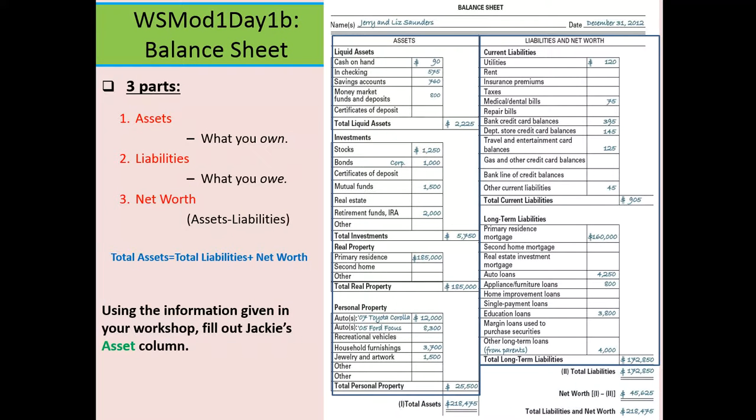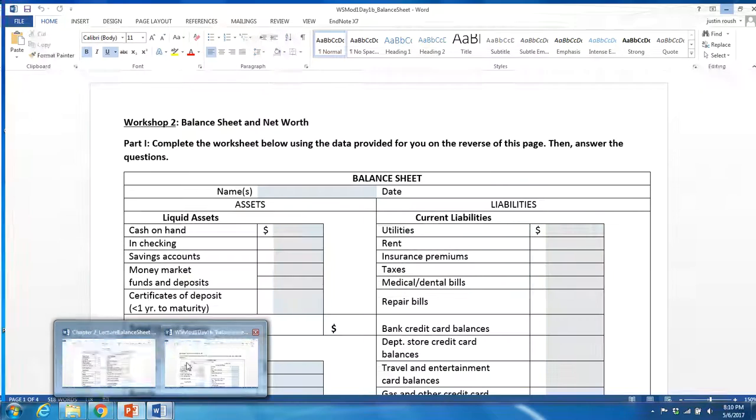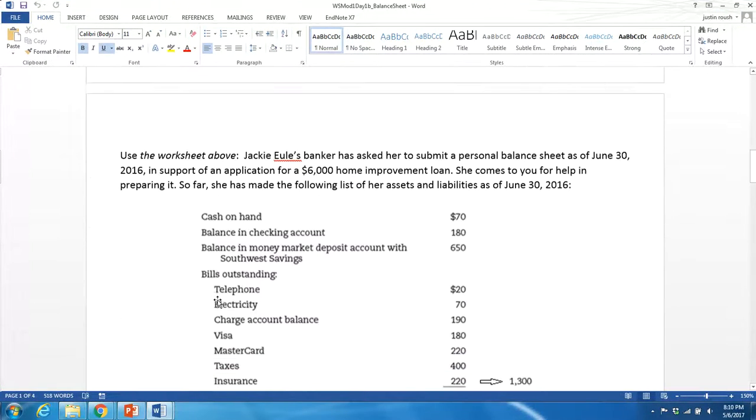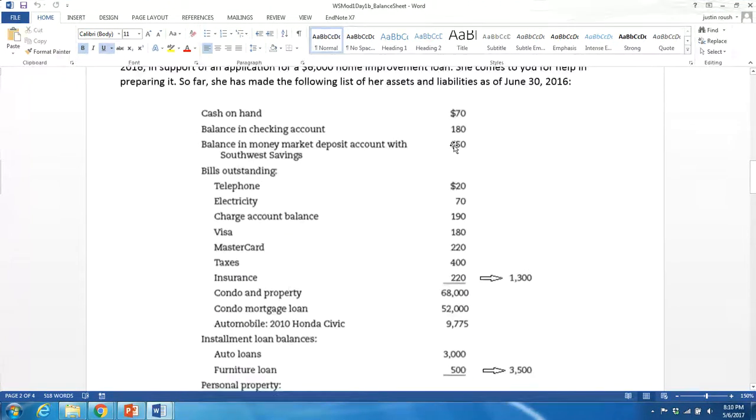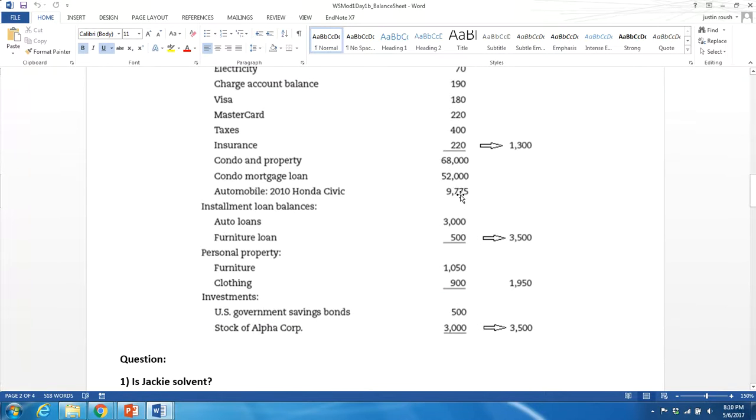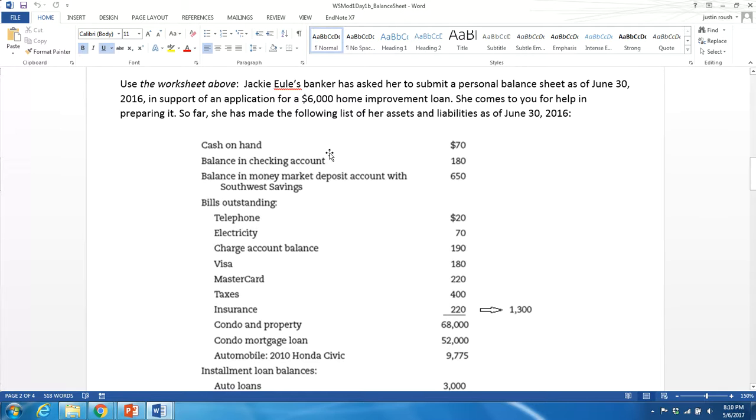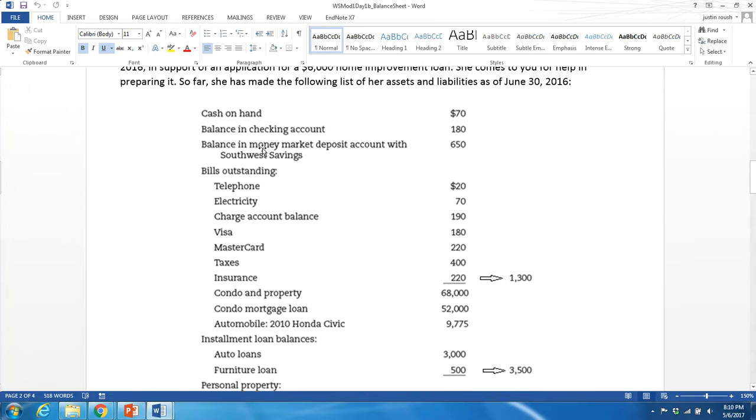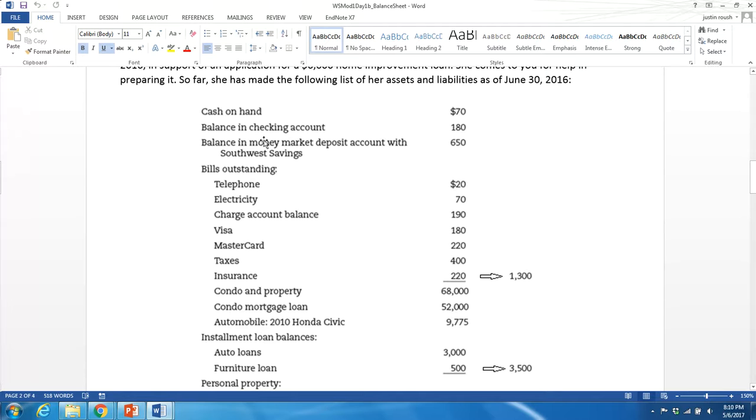So here we go. In total, we have studied assets and how to measure them. So I want you to take a try. Look at your workshop. I'm going to back out of here, and we're going to try to fill in Jackie's asset column. There's your balance sheet, and here's Jackie's assets. Assets and liabilities. So blended in here are different types of assets and liabilities. You should go through and label each one of these as a liquid asset, as investment, as personal property, or as real property. I'll help you out with one. Down here, we see a condo and property value and a condo mortgage loan, right?